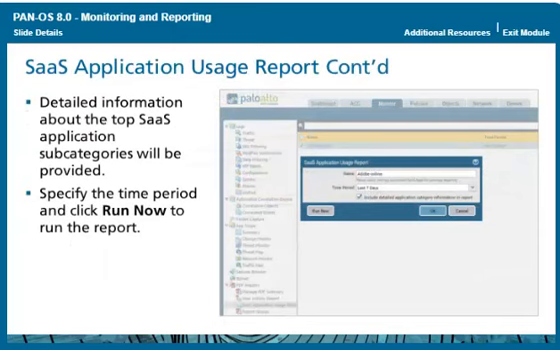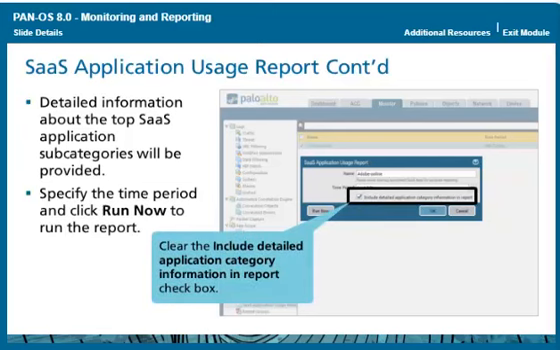By default, the report includes detailed information about the top SAS and non-SAS application subcategories, which can make the report large by page count and file size. Clear the Include Detailed Application Category Information in Report checkbox if you want to reduce the file size and restrict the page count to 8 pages.